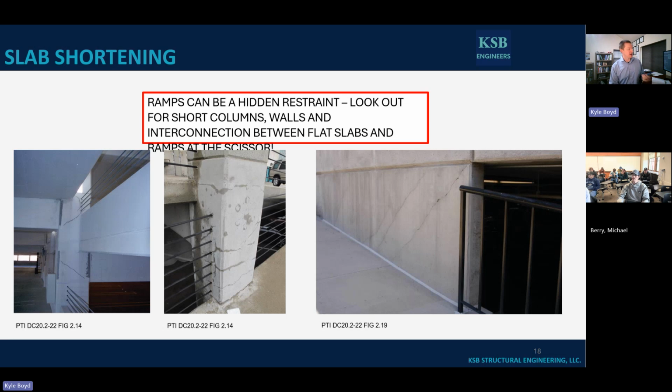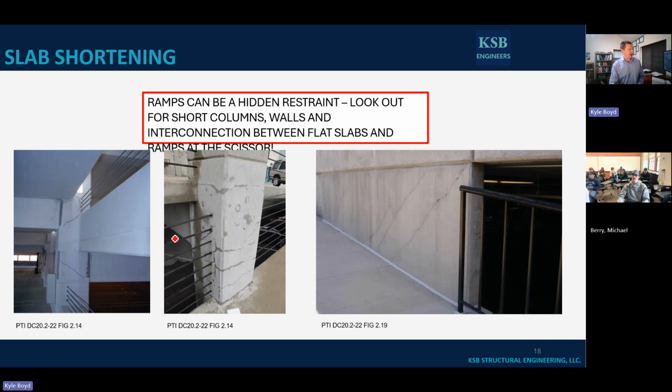Parking garages, Barry, you just brought up the parking garage there. You see it a lot, especially with short columns. Short columns have no flexure, they're extremely rigid. It's not going to move sideways, right? It almost acts more like a corbel than a column right there from a lateral perspective.